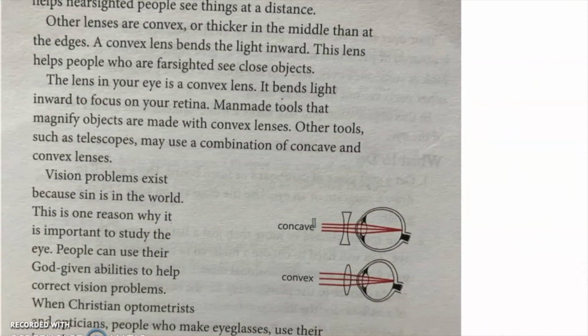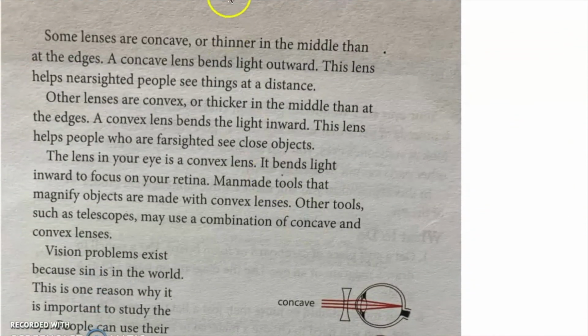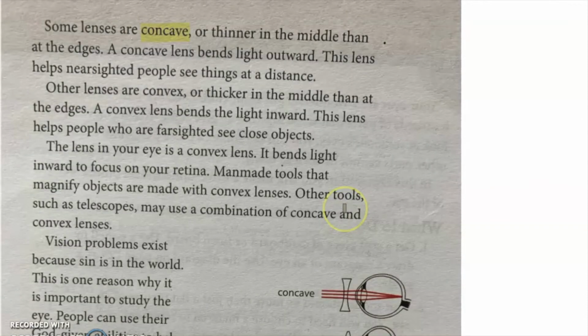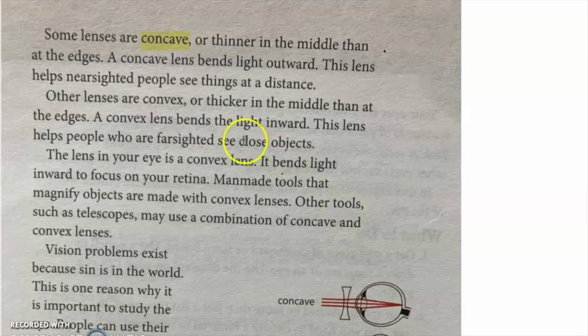Let's move on to the next page. Some lenses are concave, or thinner in the middle than at the edges. So a concave lens looks like this. This is concave. It has a thinner middle than the edges. A concave lens bends light outward. This lens helps nearsighted people see things at a distance.